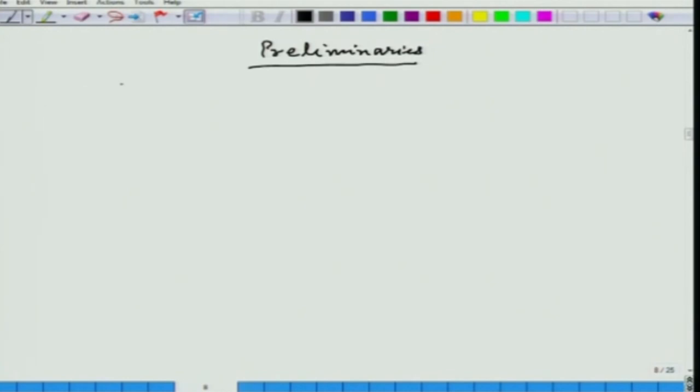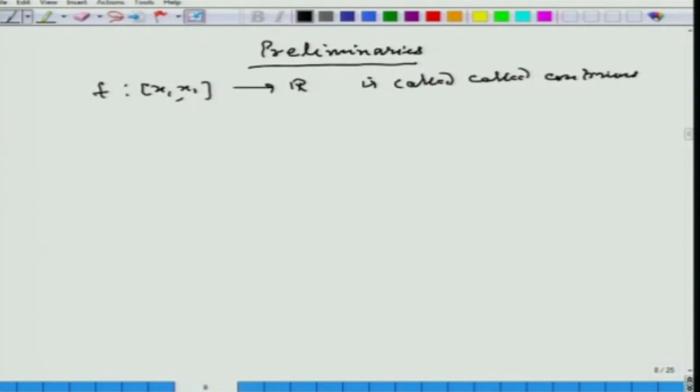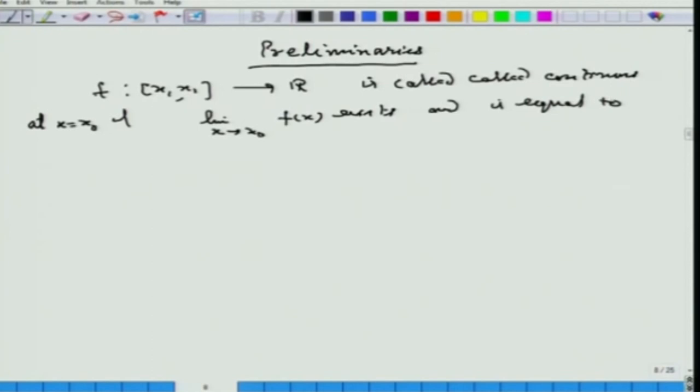So, here we had been considering continuity of a function. What do you mean by that? A function f from x1 to x2 into R is called continuous at x equal to x 0, if the limit as x tends to x 0 of f x exists and is equal to f of x 0.